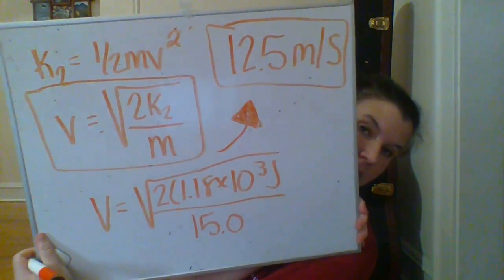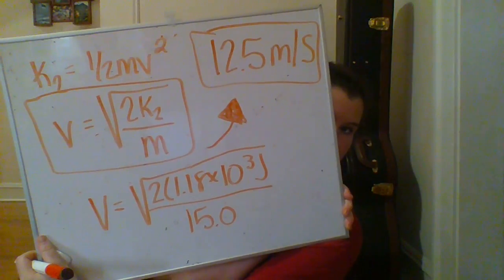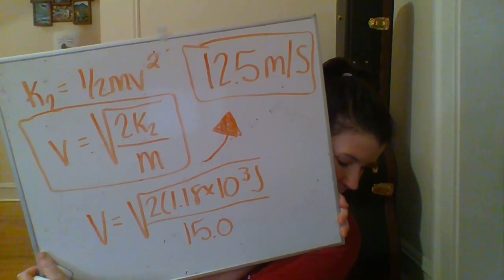Okay, and now you just have to plug in. So velocity is equal to the square root of 2 times 1.18 times 10 to the third joules over the mass from the beginning, which is 15 kilograms. All right, and when you solve for that, you get 12.5 meters per second. Okay. All you gotta do is know your formulas here, and it's pretty simple.